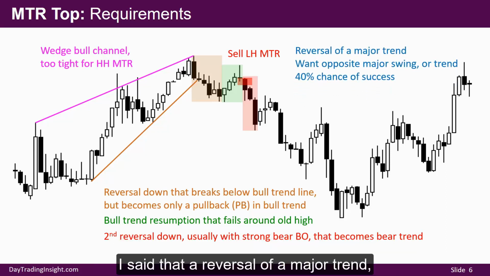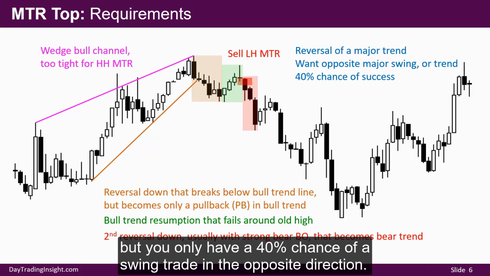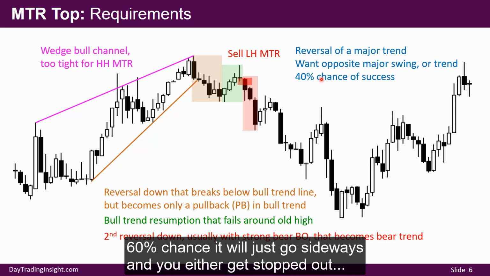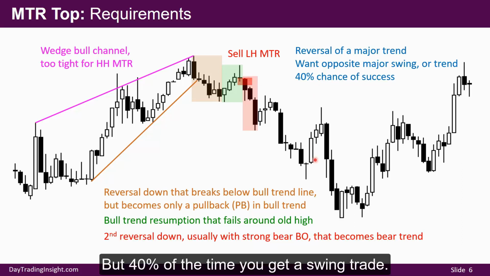I said that for a reversal of a major trend, you want an opposite major trend or swing, but you only have a 40% chance of a swing trade in the opposite direction. With you selling here, you have a 40% chance of a swing down, 60% chance that it will just go sideways, and you either get stopped out with a small loss or you exit, you give up, and you take a small profit. But 40% of the time, you get a swing trade.